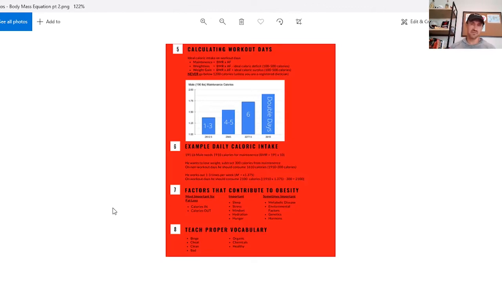I forgot about those. Any client that tells you they're eating 1200 or 1500 calories and they're not losing weight, guess what? They're not eating 1200 or 1500 calories. That's the first law of thermodynamics. Energy can neither be created nor destroyed.